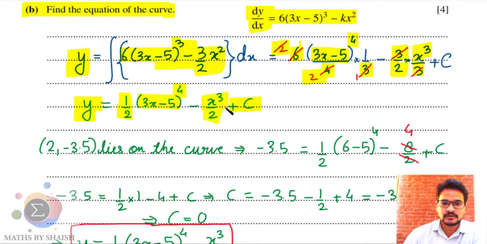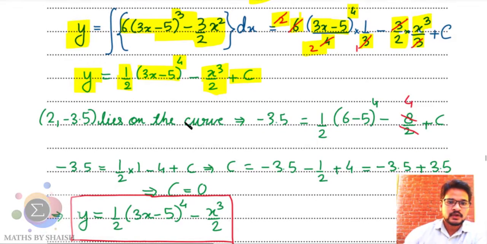We should always include a constant of integration when we are doing indefinite integration. So now we know this is the equation and we need to get rid of this c. One value is given, that at (2, minus 3.5) it has a stationary value. So it has a stationary point, or you can say at that point, this point lies on the curve.